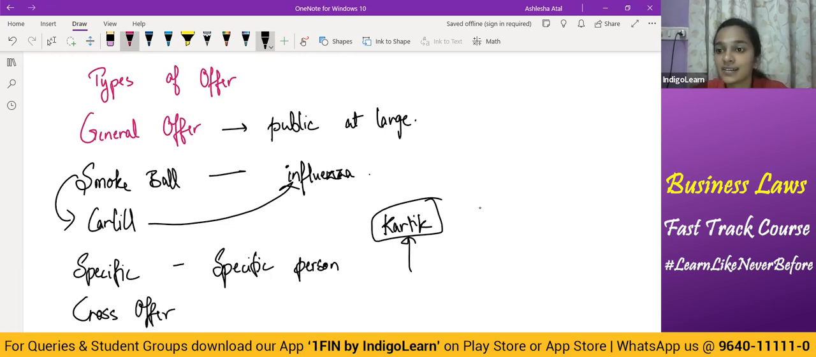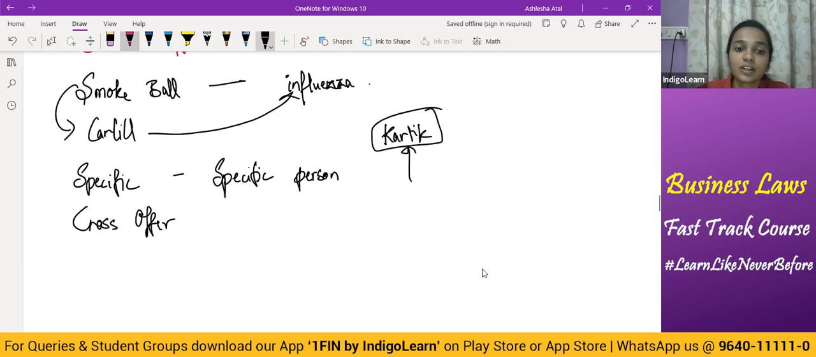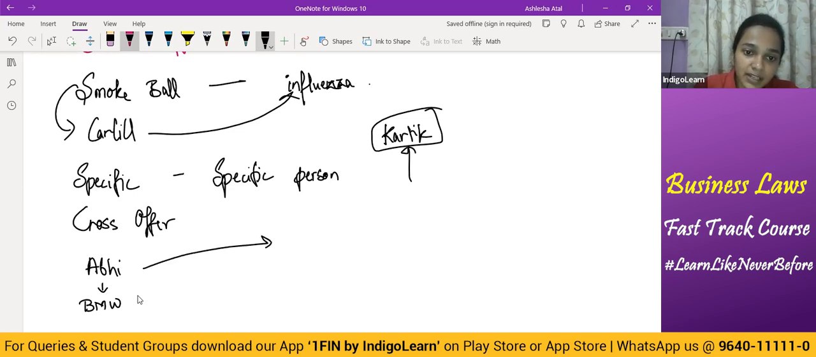Now, what is a cross offer? Let's understand this with the help of an example. Say there's a person, Mr. Abhi. Mr. Abhi has a BMW, and Mr. Abhi wants to sell his BMW. Abhi writes a letter to his friend Karan, and in this letter, Abhi makes an offer to sell his BMW to Karan for ₹1 crore.